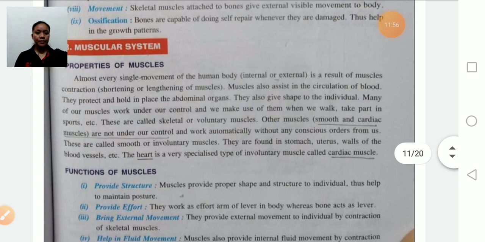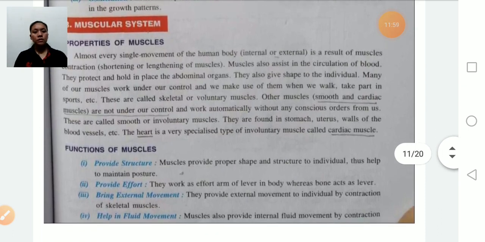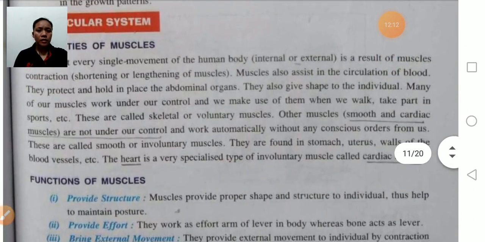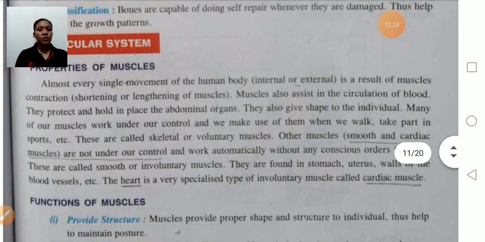Muscular system. Properties of muscle. Almost every single movement of the human body, internal or external, is a result of muscle contraction, meaning shortening and lengthening of muscles. So every movement, whether internal or external, is due to the contraction of muscle.